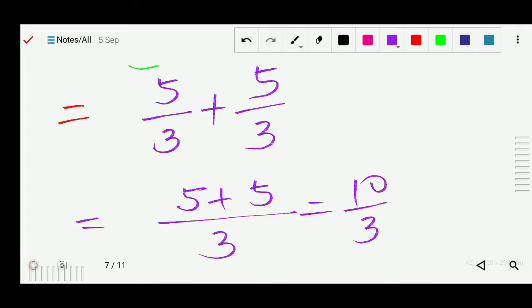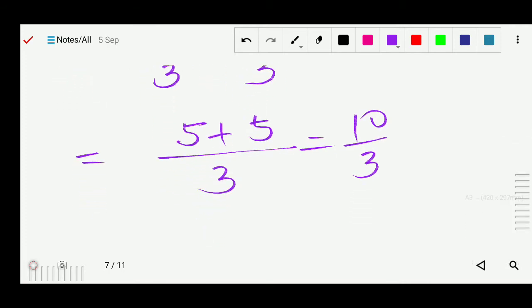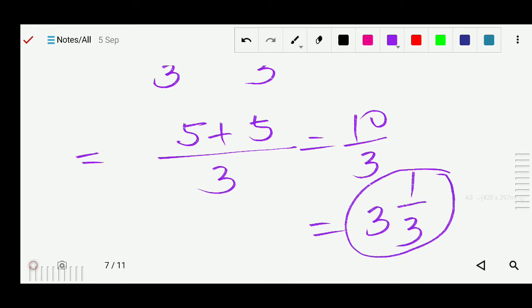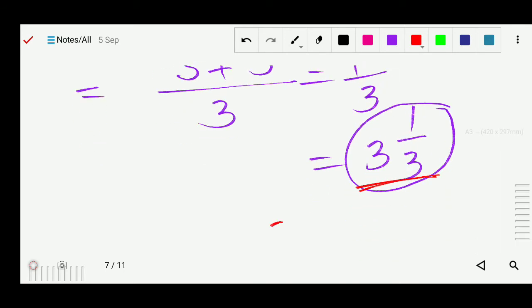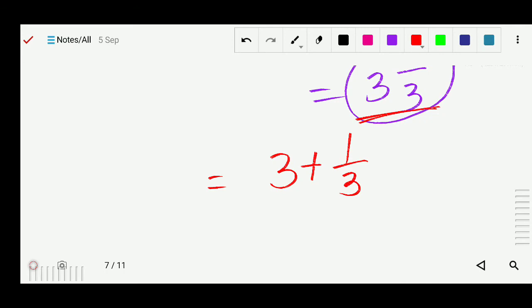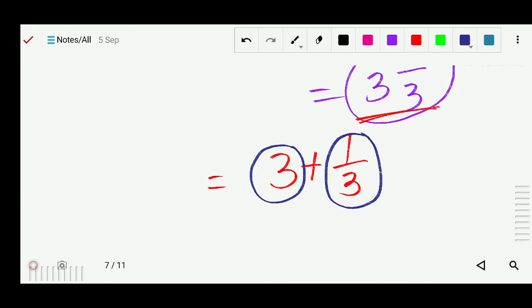This 10 by 3, you can solve it, and you will get 3 and 1 by 3. Now, is this 3 and 1 by 3 more than 3 or not? 3 and 1 by 3 means 3 plus 1 by 3. This total is 3 breads, and 1 more piece of bread is needed, that is 1 by 3.